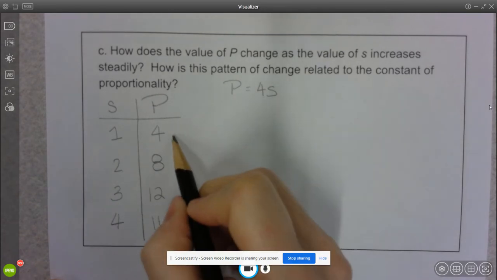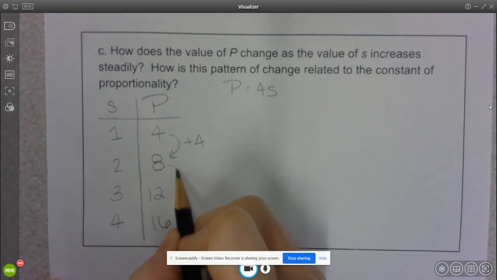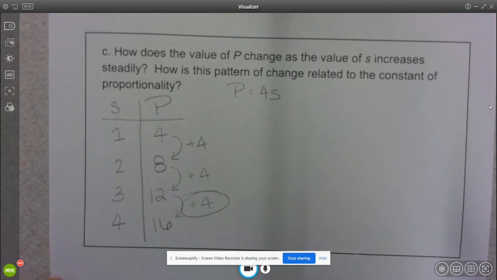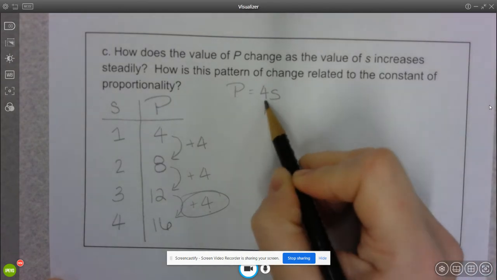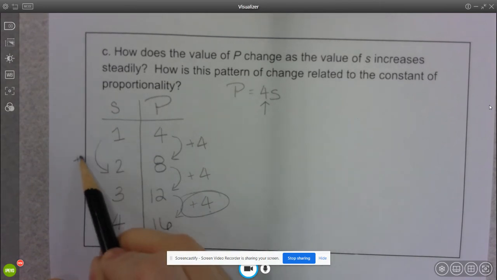So what you'll notice, if you look at how these are changing, is that this is increasing by 4. This is increasing by 4. This is increasing by 4. That is my constant of proportionality. So when it's direct variation, if you made a table, you should see your constant of proportionality being that constant increase here. Again, because this also represents a linear function, this is my constant rate of change as long as these are increasing by 1.